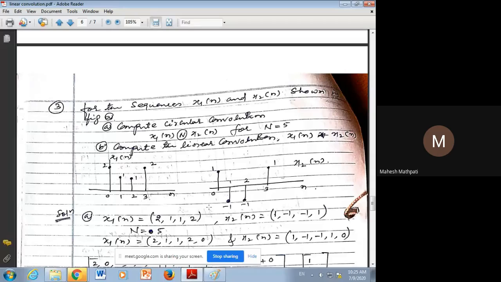Compute linear convolution from circular convolution. You just take down those diagrams and do the calculation. Can you solve this? Okay. First find out circular convolution and then we will go for the B bit.